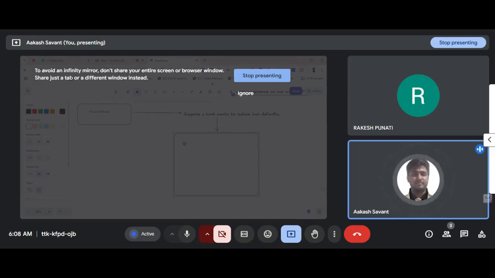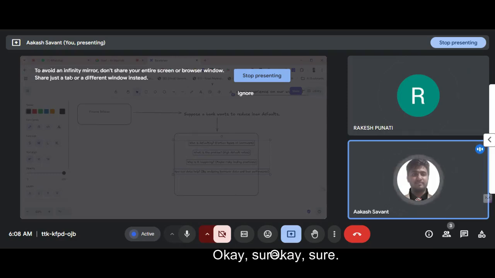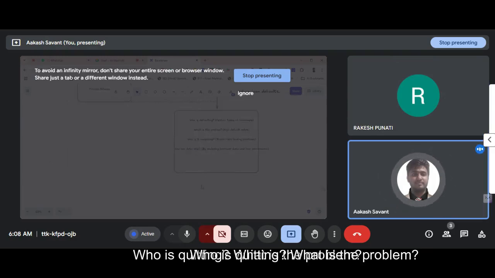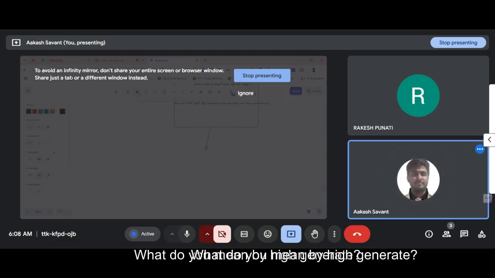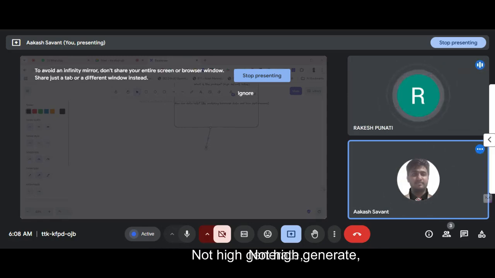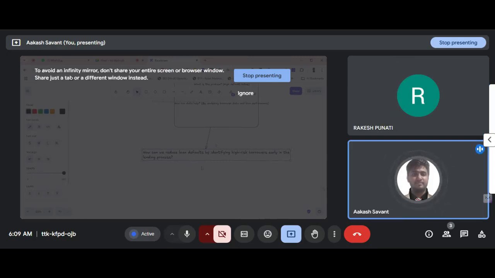You would ask this kind of question, correct? Who is defaulting? What is the problem? Why is it happening? And how can data help? So if you target these, we can frame the problem statement. How can we reduce the loan default by identifying the high risk borrowers early in the lending process?